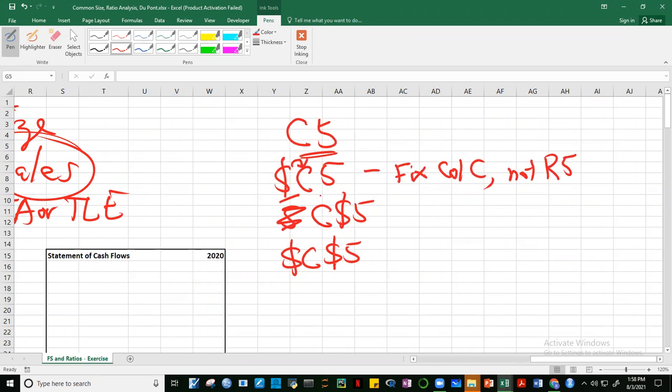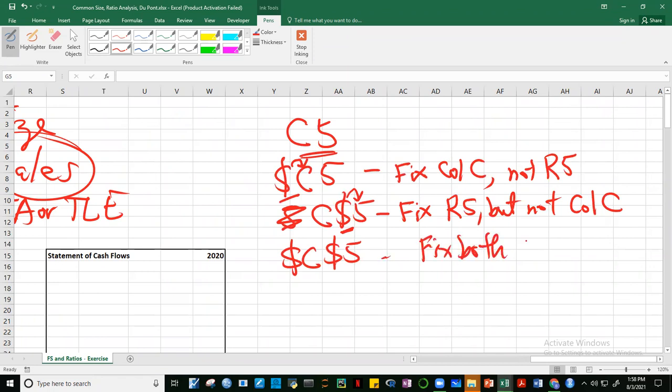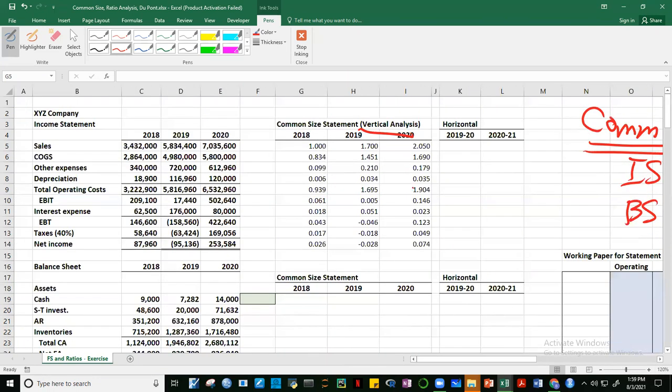Kasi walang $C5 eh. Ito naman, fix. Saan nakaposition yung dollar? That's before 5, no? Fix row 5, but not column C. Okay? And then ito, fix both column C and row 5. Okay? So yan ang gamit, guys, ng dollar sign. Now, malaking tulong yan, no? It has a lot of help.